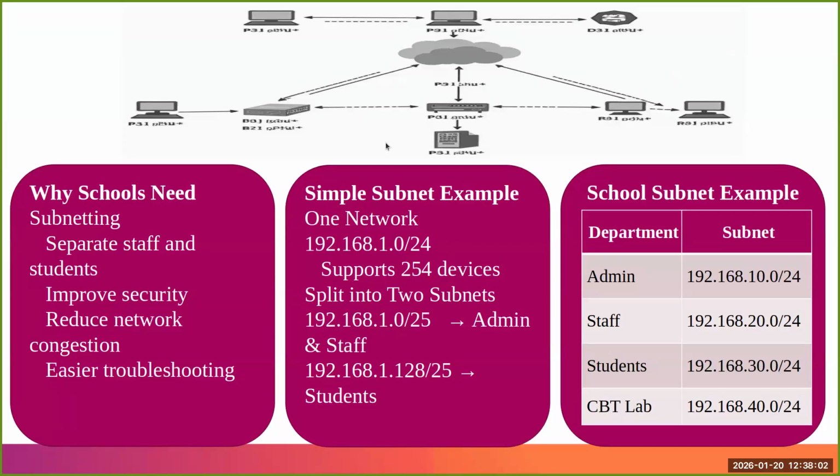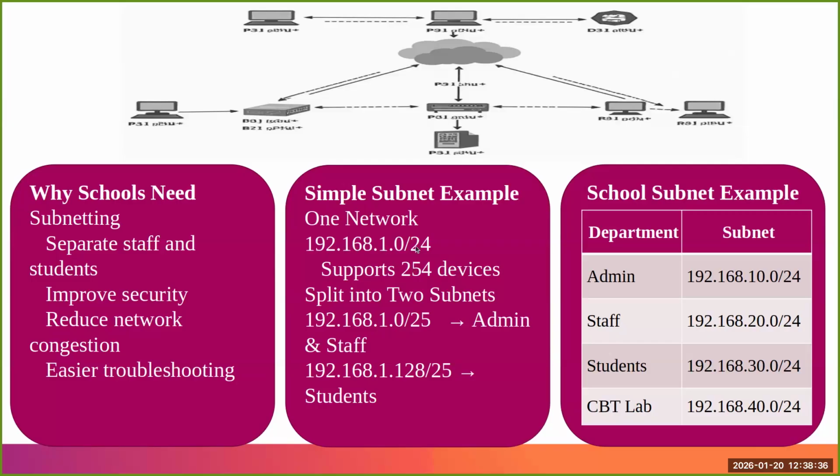Simple subnet example. So we have a network of 192.168.1.0/24. Now, this /24 means 254 devices. But out of these 254 devices supported, only 253 will be available for use. How? One of these IPs will be taken by the gateway, the port of the router that is issuing the IPs. So 253 will be available.